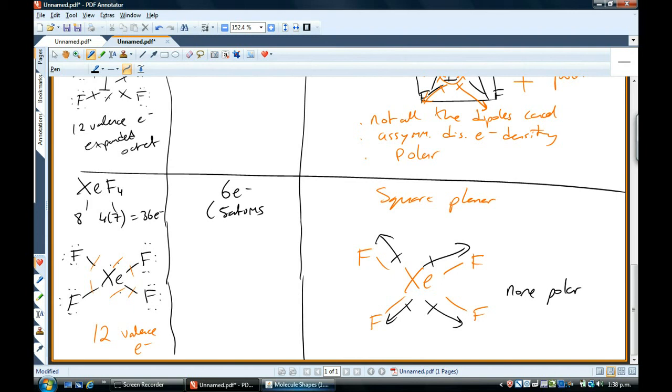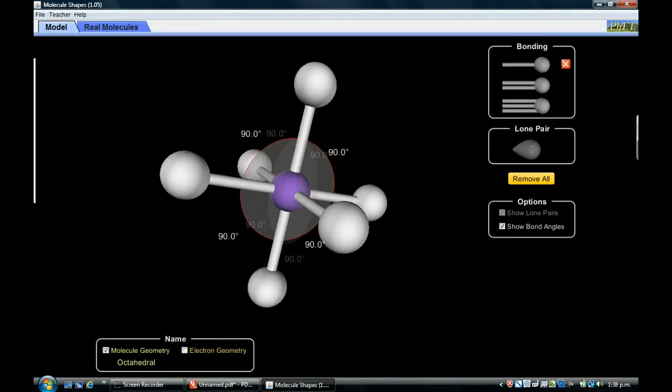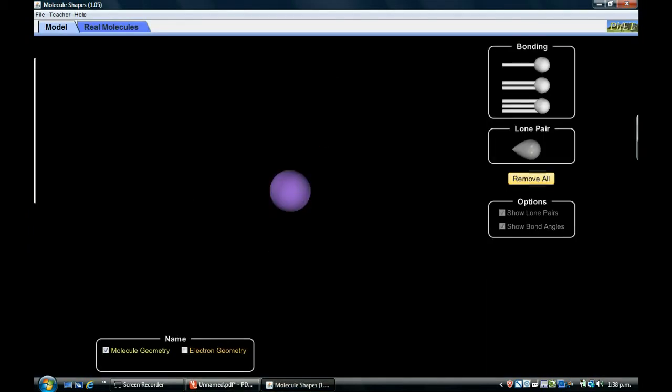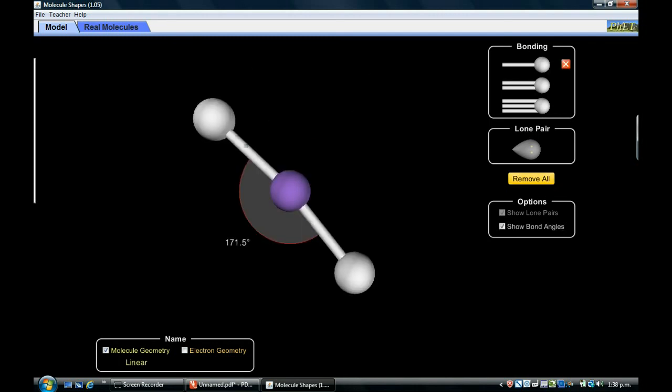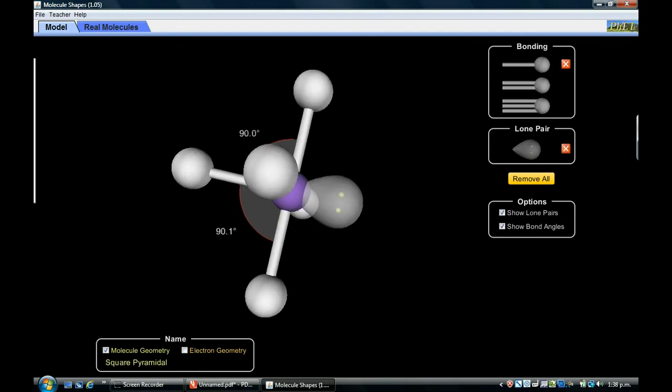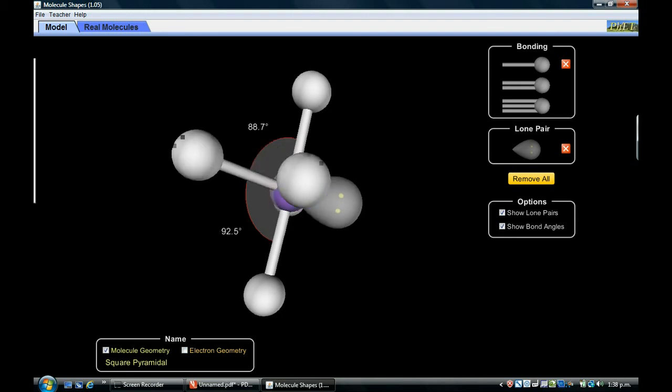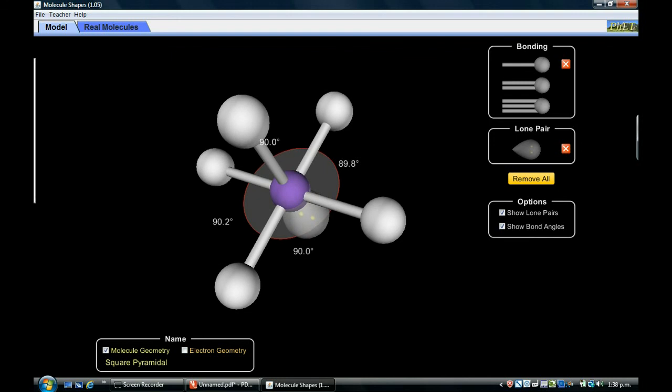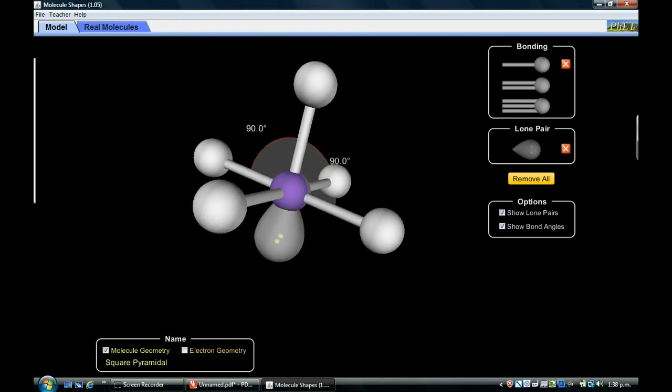Now just to finish off, I needed to do the square base pyramid in PhET, so I'll do that first of all. So remove everything. Square base pyramid has 5 bonds and one lone pair, so 1, 2, 3, 4 and 5, then your lone pair. And there's a square base pyramid, or square pyramidal, as this piece of software is referring to it. So there's a square base pyramid with your lone pair of electrons, and all the bond angles are 90 degrees, so that's easy to see there.